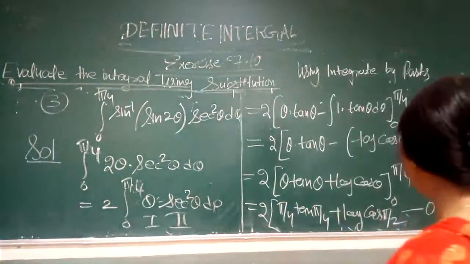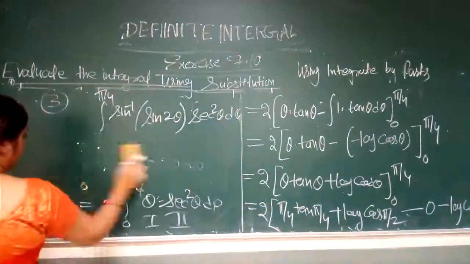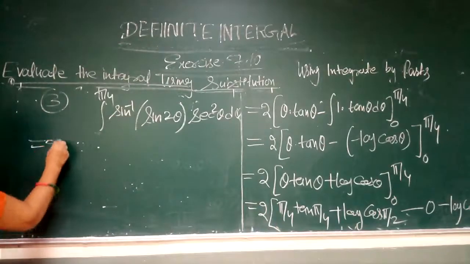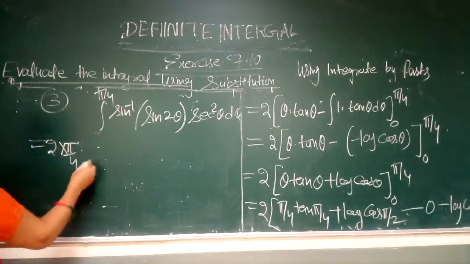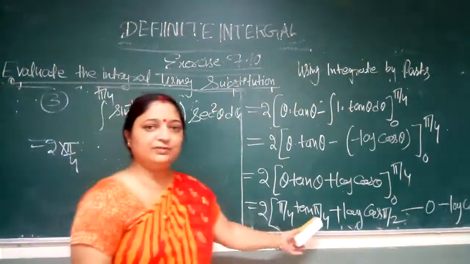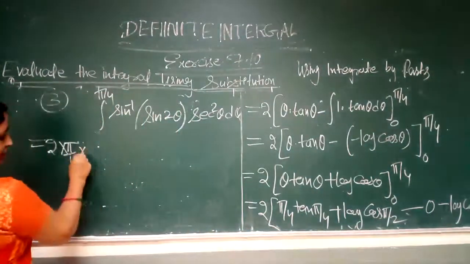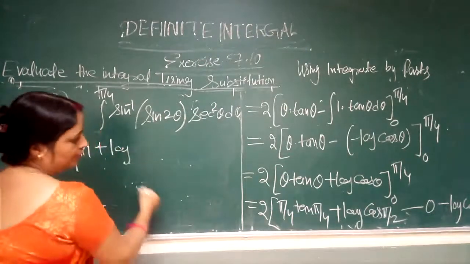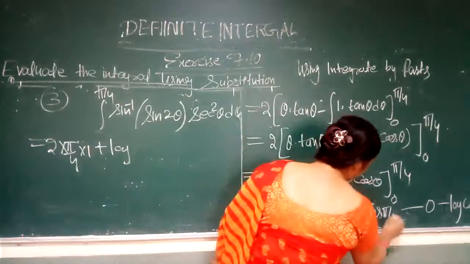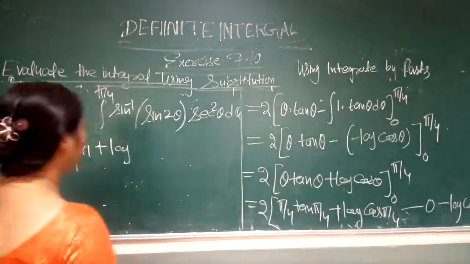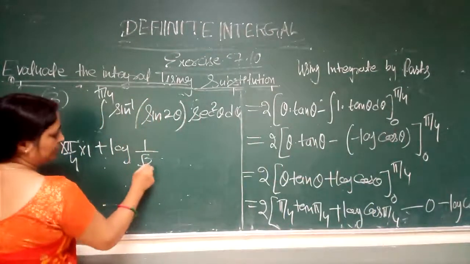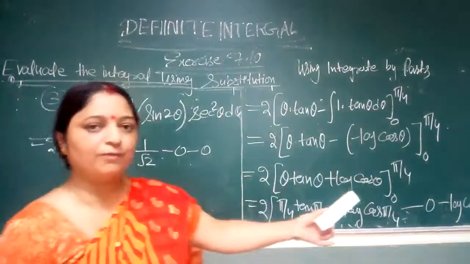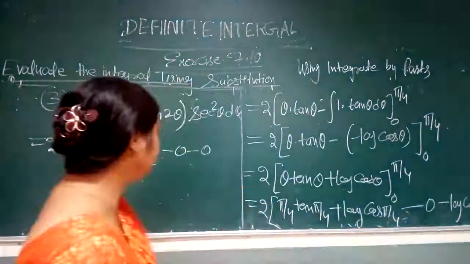So log 1 will come 0. In next step it will come here 2 into pi by 4 and tan pi by 4. What is the value of tan 45 degree? That is 1, plus log of cos pi by 4. Here cos pi by 4, limit is pi by 4. What is the value of cos pi by 4? That is 1 by root 2, minus 0 minus 0. Why? Because log of cos 0 is 1, log 1 is 0.